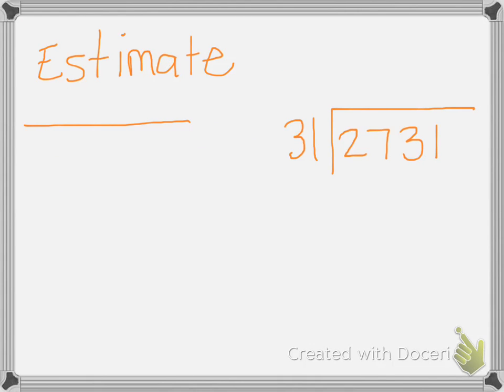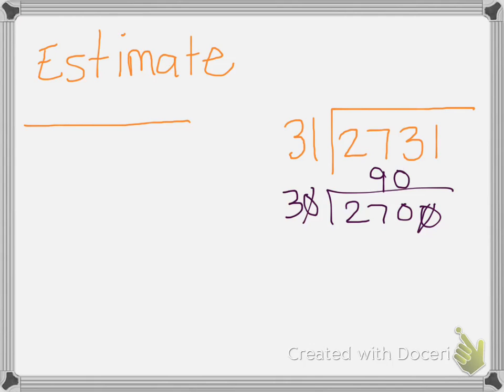Number 2 says estimate and then solve. So if I were going to estimate, I would turn this into 30 and this into 27,000. So I'll take that 0 away and that 0 away. I know 3 goes into 27 9 times with the 0 left over. So my estimate would be about 90.